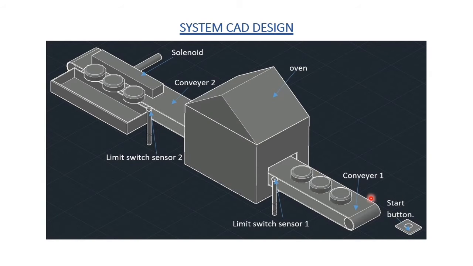First, we have the start button, conveyor 1, cakes, oven, limit switch 1, conveyor 2, limit switch 2, and solenoid. Cakes will run into the oven, timer will start, cakes will go out of the oven, limit switch will count, solenoid will push to the box.